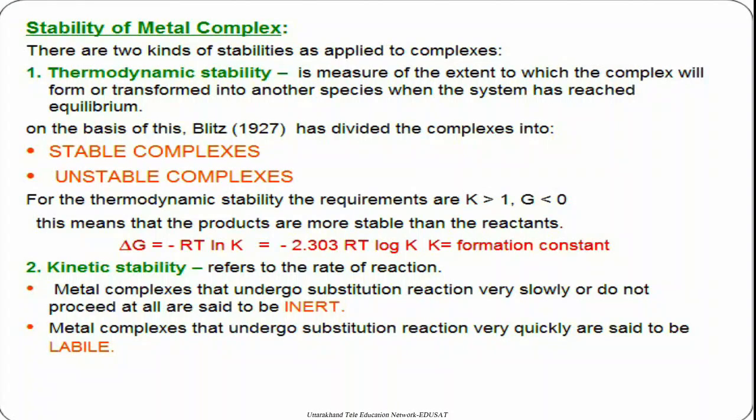Then the next type of stability is kinetic stability. Kinetic stability refers to the rate of reaction. Metal complexes that undergo substitution reactions very slowly or do not proceed at all are said to be inert. Metal complexes that undergo substitution reactions very quickly are said to be labile.